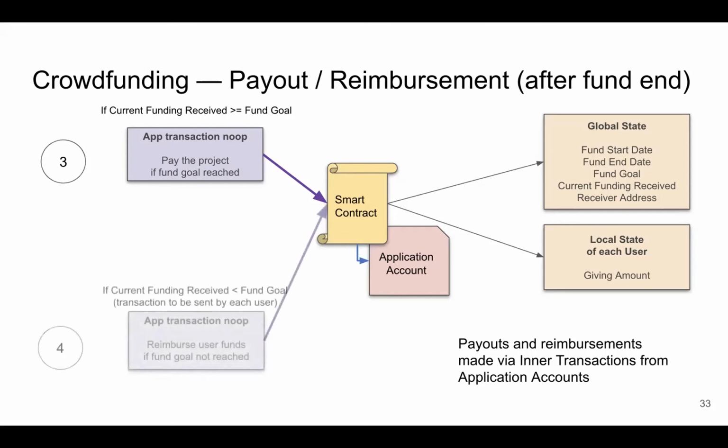On the opposite, if the current funding is not enough, everybody that donated to the project should come and request to be reimbursed. So this is essentially the same thing as the first case, except that in the first case, it's the project creator that makes the transaction and is the only one, and he gets all the money. And in the second case, if the current funding is not sufficient, then everybody needs to come to get reimbursed.